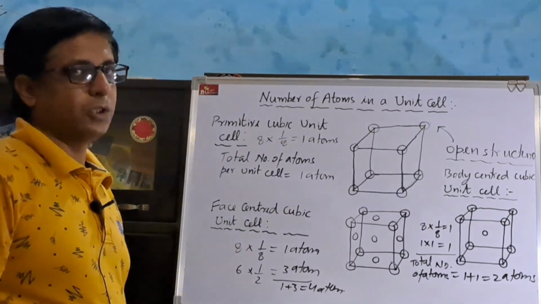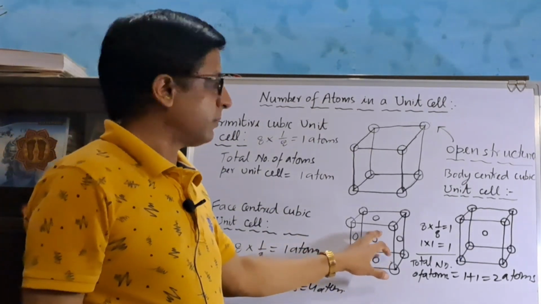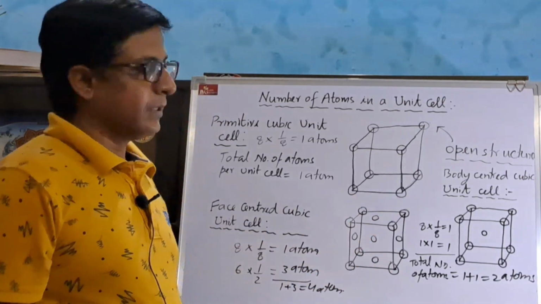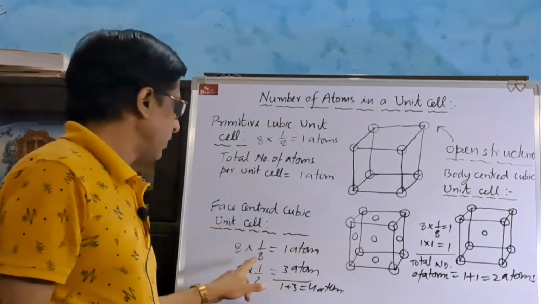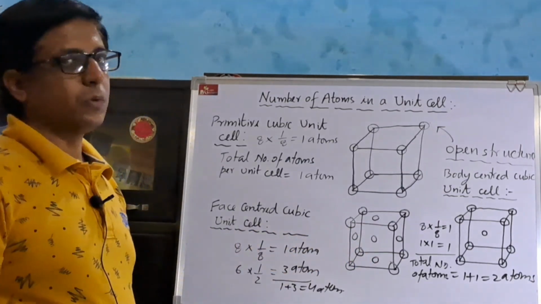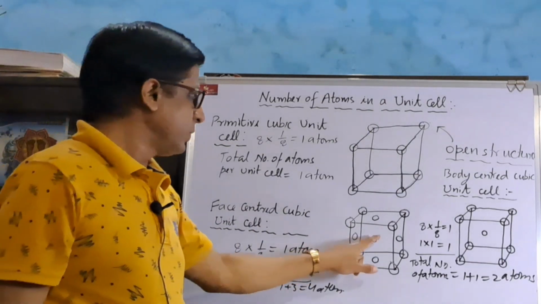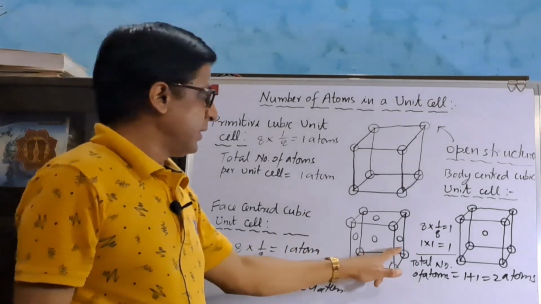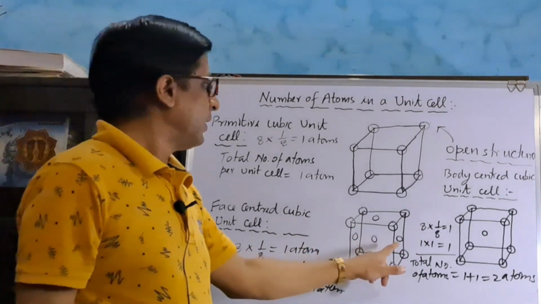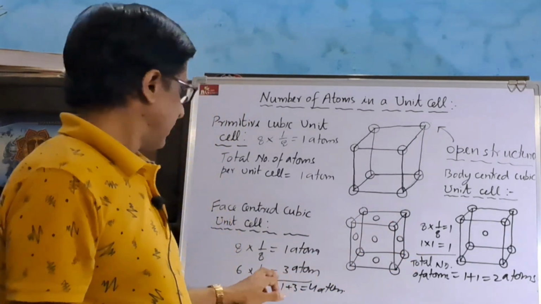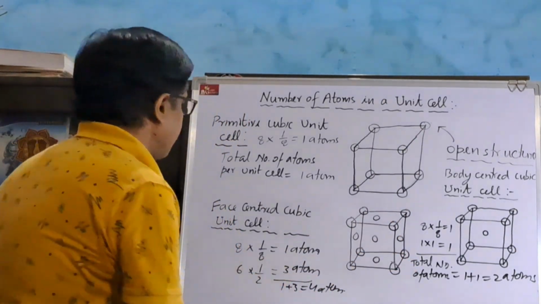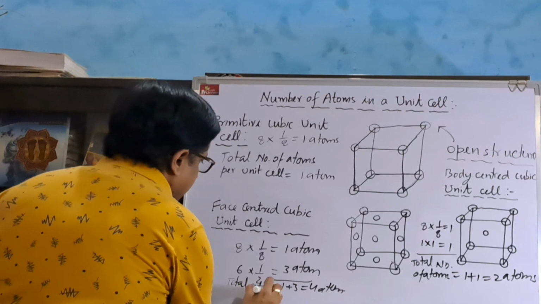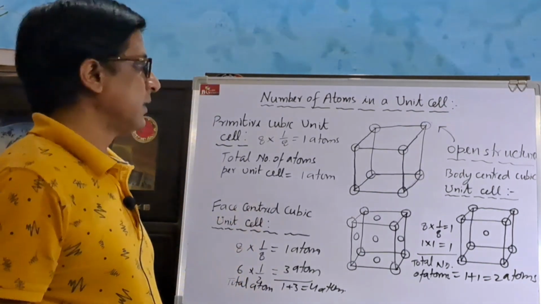In case of face-centered cubic unit cell, there are two types of atoms: atoms present at the corners and atoms present at the 6 faces. The contribution of atoms at the corners is 8 into 1 by 8, equal to 1 atom per unit cell. Those present at 6 faces contribute 6 into 1 by 2, equal to 3 atoms, since each atom at a face is shared by 2 unit cells. Therefore the total number of atoms is 1 plus 3 is equal to 4 atoms per unit cell.